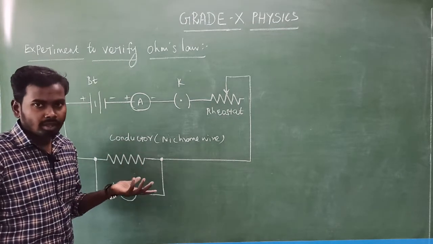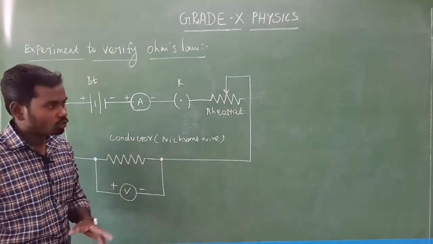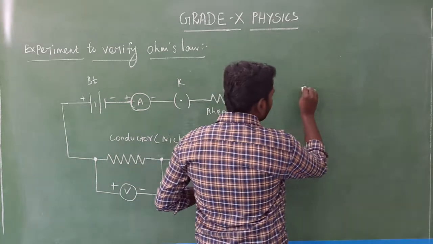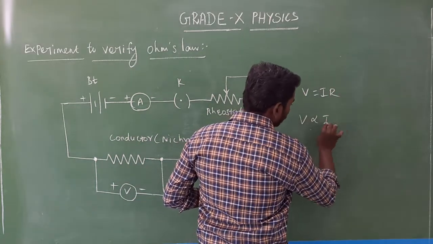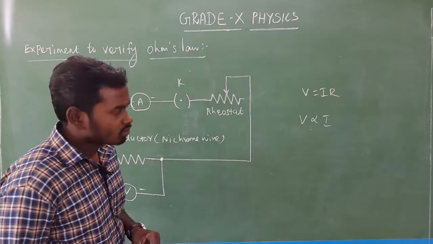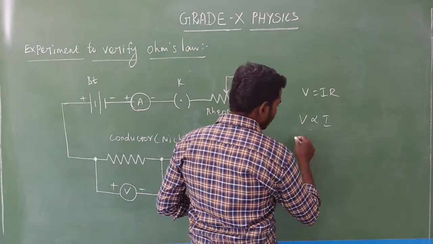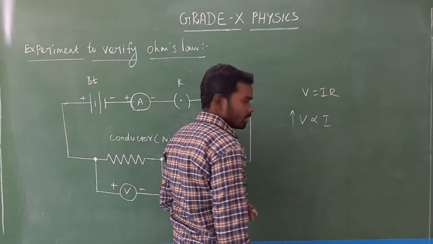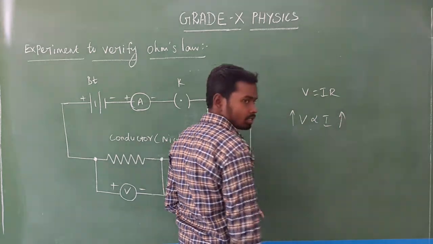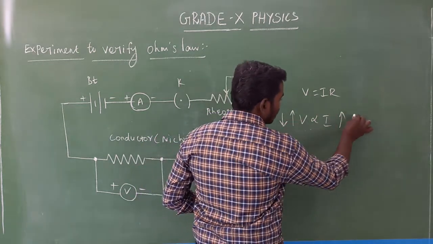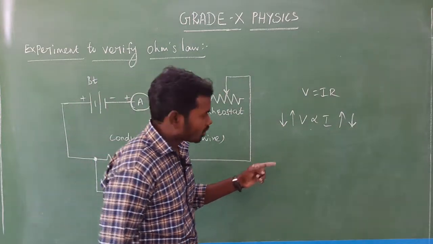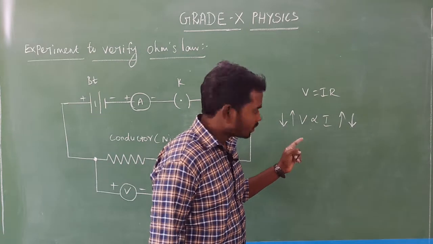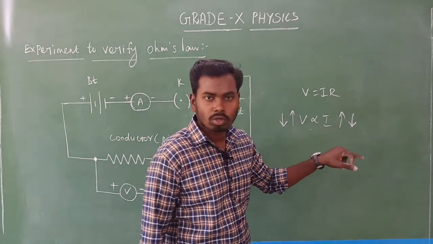practically Ohm's law. Already we know what Ohm's law is: V is equal to IR. The potential difference is directly proportional to I, which means when the potential difference increases, the current increases. When the potential difference decreases, the current decreases, because the potential difference causes current, due to which the potential difference is directly proportional to current.